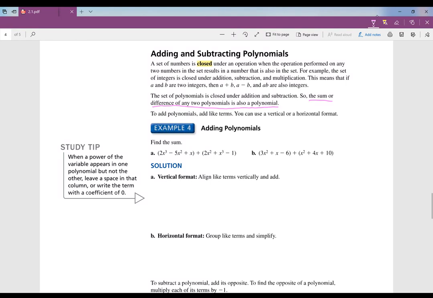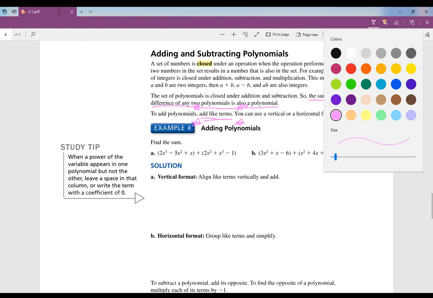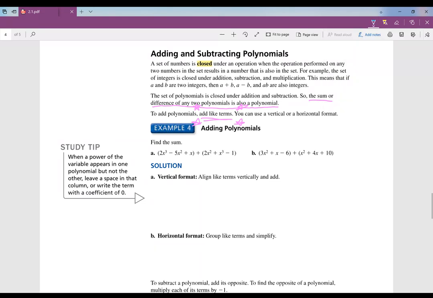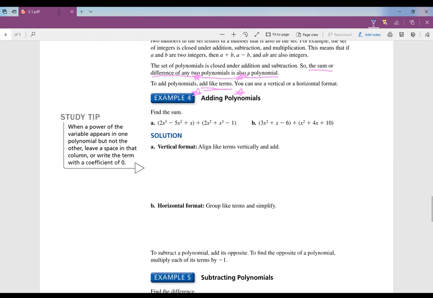To add polynomials, we're going to add like terms. There are two ways that we can do this. We're going to do example 4, and I'm going to do it both ways, and then you can choose which one you like the best. First we have the vertical format. We're going to align our terms vertically and just add straight down.